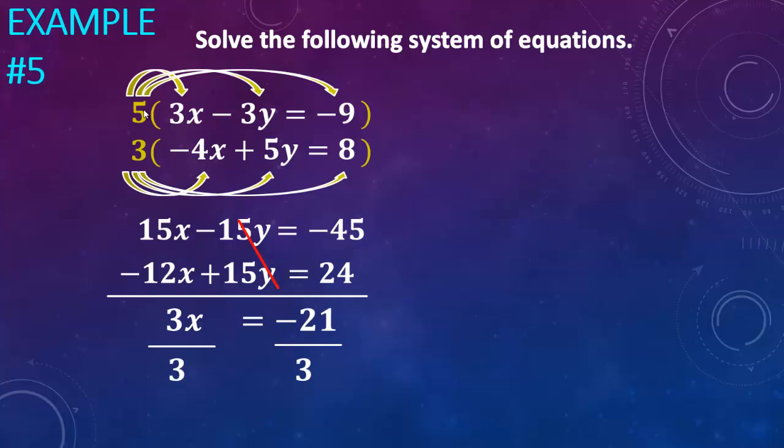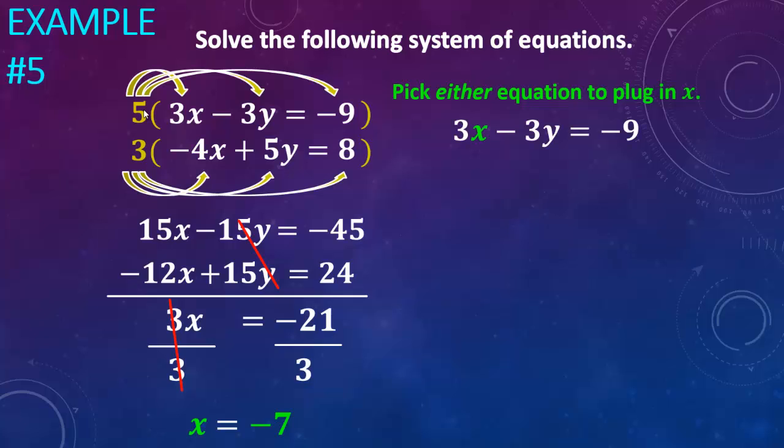Divide both sides by 3. You get x equals negative 7. Now again, we're going to plug that in for x in either equation. So I'm going to go again with the top one. 3x minus 3y equals negative 9. I'm going to plug that in for x.